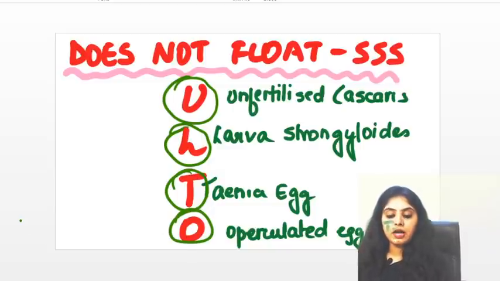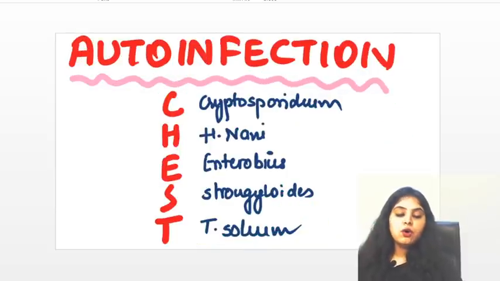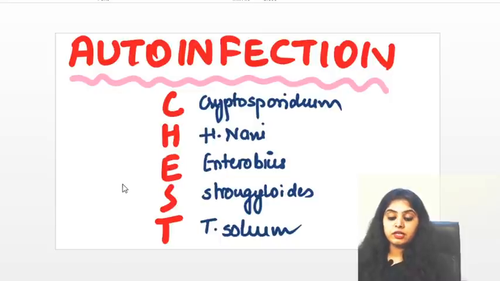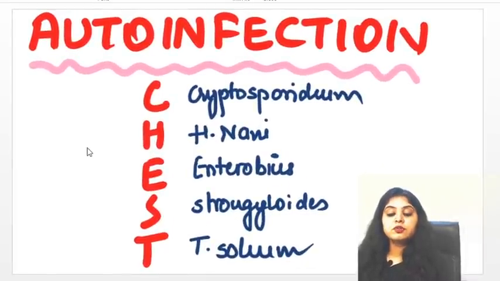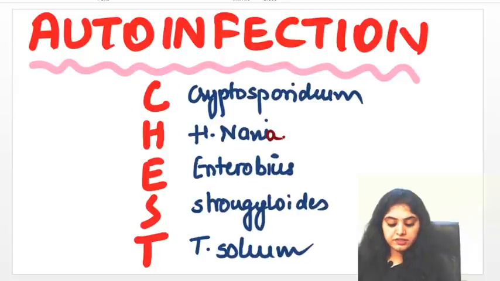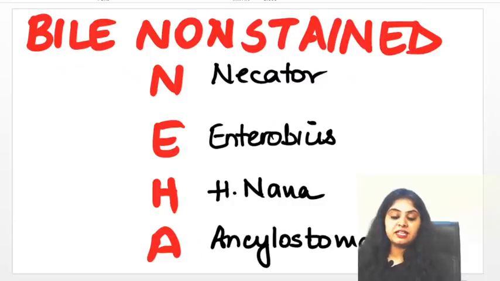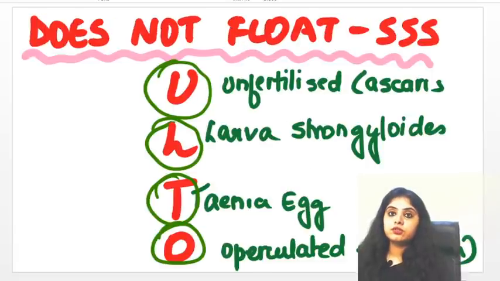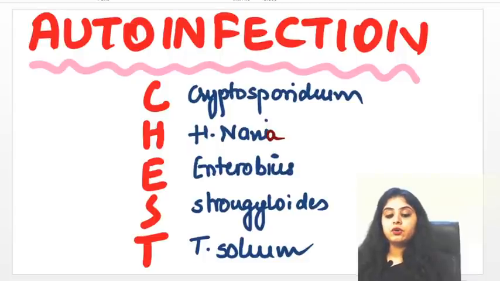Okay, LUTO or ALTO. Moving on, coming to auto-infection. Which are the ones that are going to show you auto-infection? CHEST. That's your mnemonic. Remember Cryptosporidium, H. nana, Enterobius, Strongyloides, and Taenia solium. These three mnemonics: for bile non-stained, you have NEHA. For the ones that don't float on saturated salt solution, LUTO, ALTO, and you have CHEST for auto-infection.